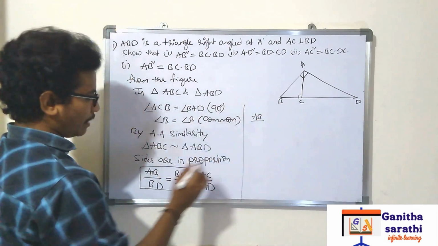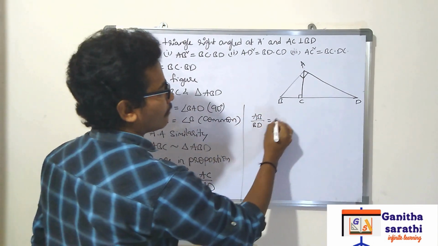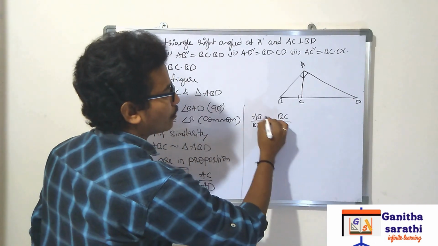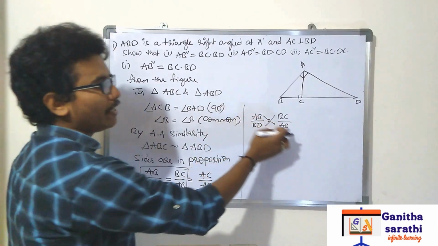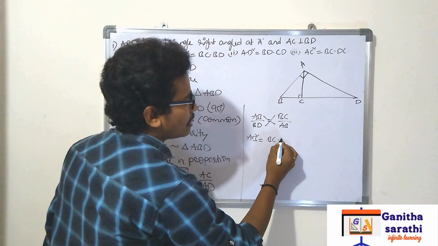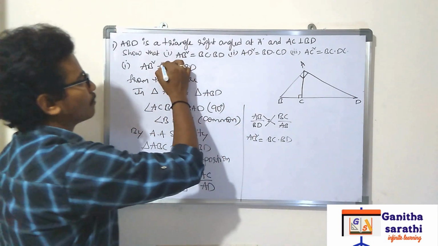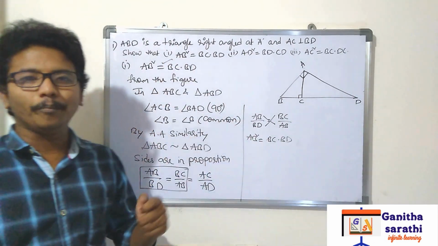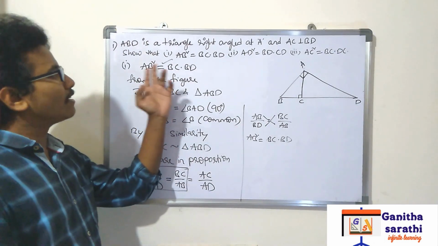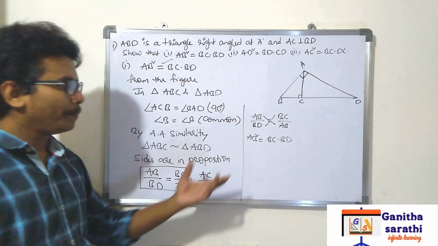From these two, AB by BD is equal to BC by AB. So what you should do is cross multiplication. AB into AB will give you AB square is equal to BC into BD. That is our first proof, right? AB square is equal to BC into BD. How do we take the triangle? By seeing the sides, you should select the triangles. Okay, clear?